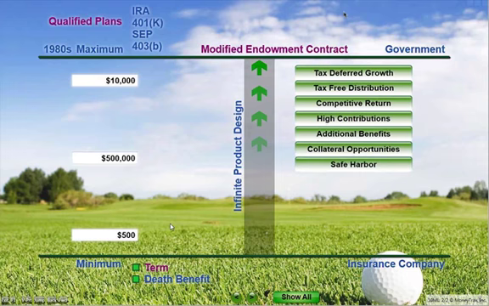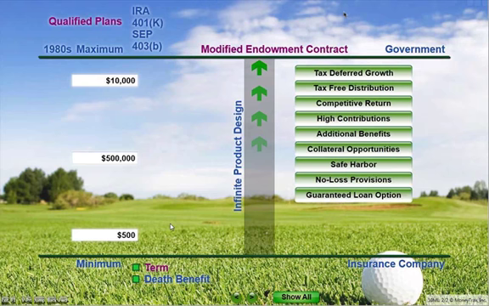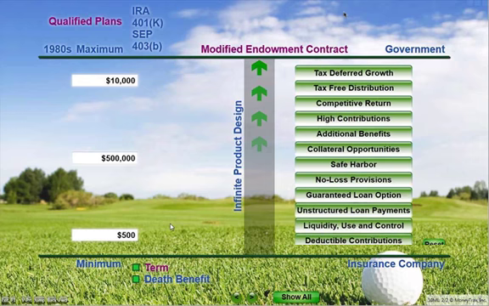Safe harbor, we want some extreme safety in those dollars. No loss provisions, guarantees, knowing that our money will not decrease. Guaranteed loan option, no matter what our scenario, whether I lose a job or my credit's gone down the drain, that loan needs to be a guaranteed option, not based on those things. And then the payments on those loans need to be unstructured to accommodate my circumstances as well. Liquidity, use and control, ideal as well, and deductible contributions.